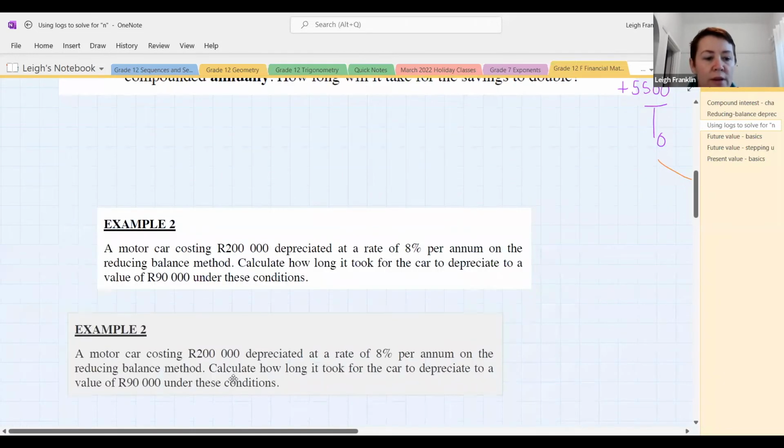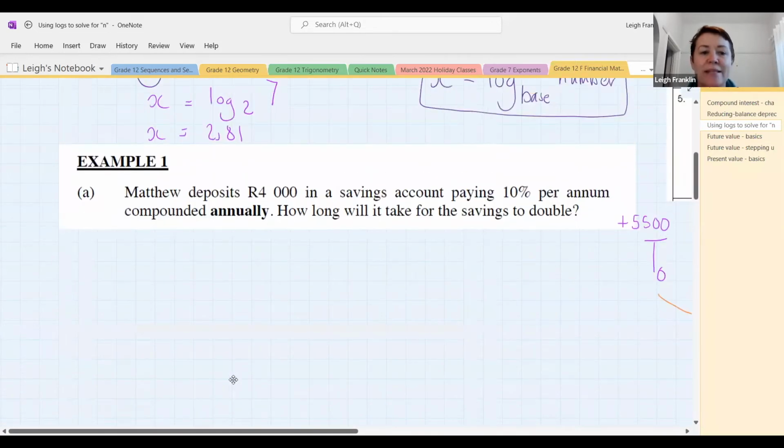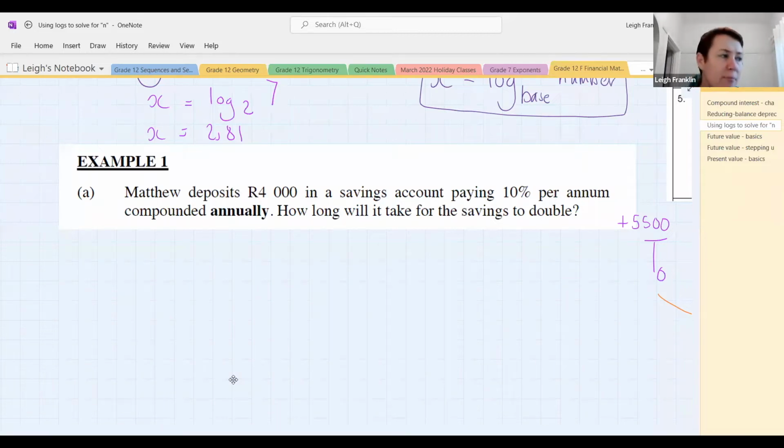When we read this question, we can see that it's a question about time. Even though there's not an explicit instruction to use logs to calculate n, that's what they mean. If you are working in financial maths and you see something that says how long, or the number of payments, the time, whatever the case is, then you know that's an instruction that you need to use logs.